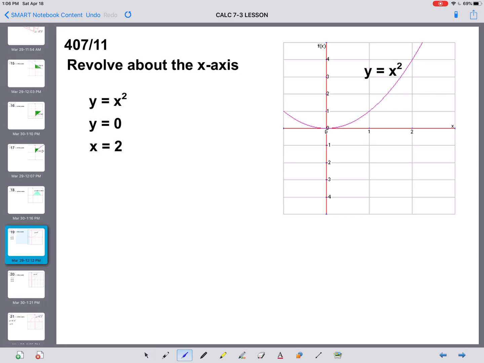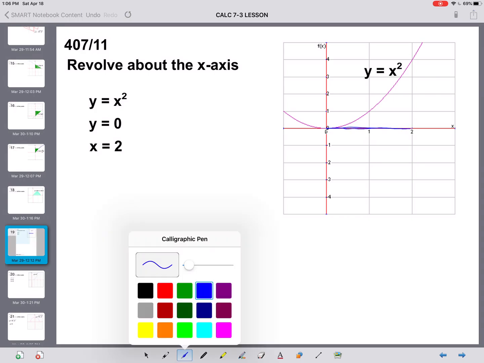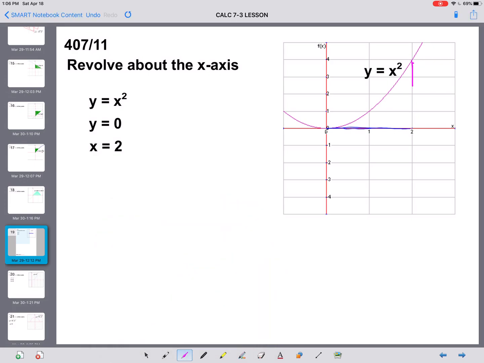Look at the region. First of all, we've got the equation y equals x squared. You see that. How about y equals 0? Yeah, that's just right here. That's on the x-axis. How about x equals 2? Yeah, right over here. There it is. So there's the shape. We were going to rotate it around the x-axis.